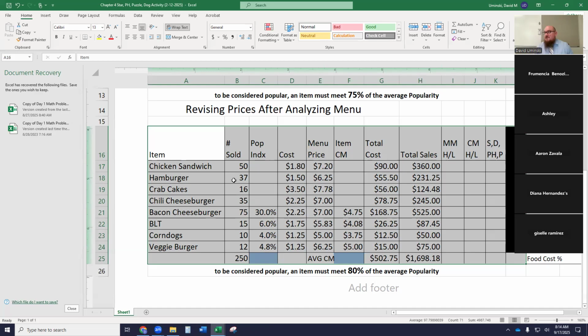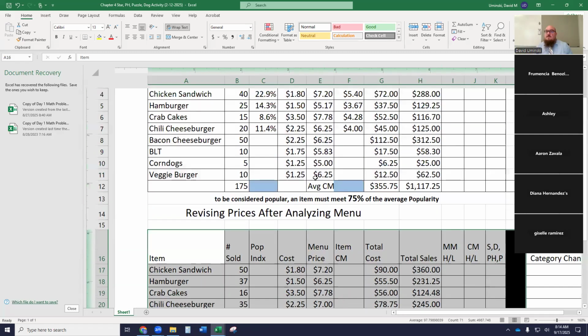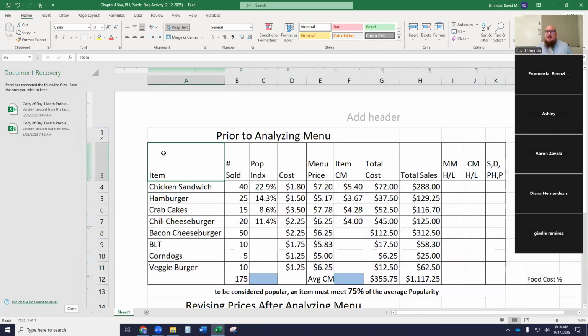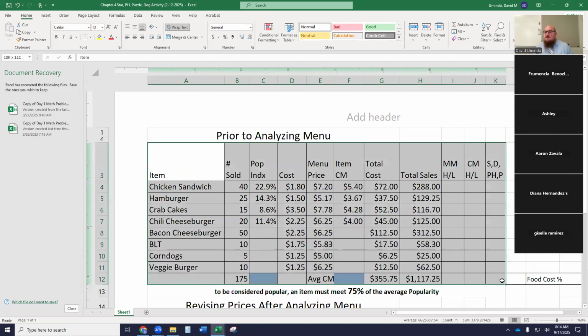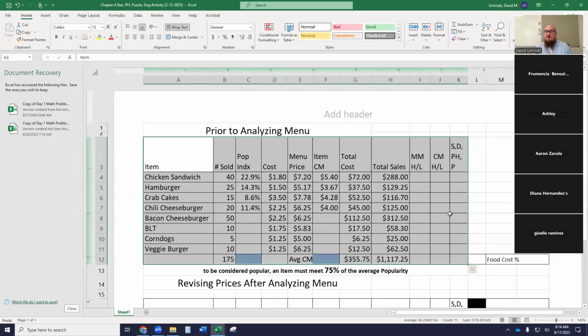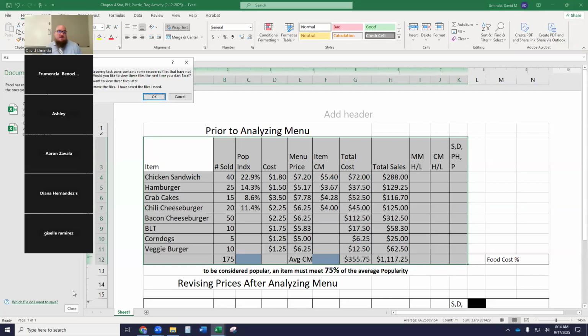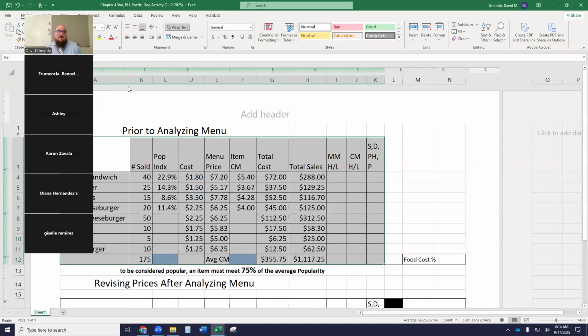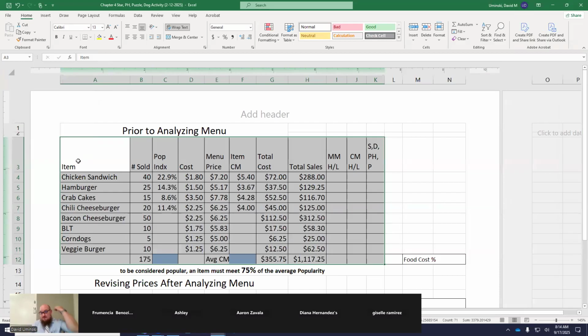Let's do a couple of reminders. We're going to work on this first one up here on the top together. And then I'm going to let you work on the bottom one by yourself. Then we'll be able to compare the differences between the two. Questions, comments, concerns? All right.